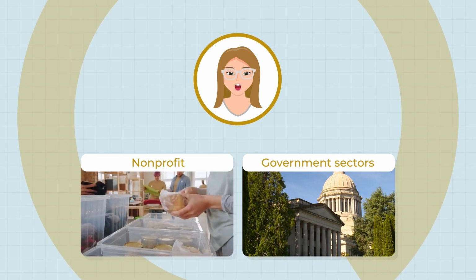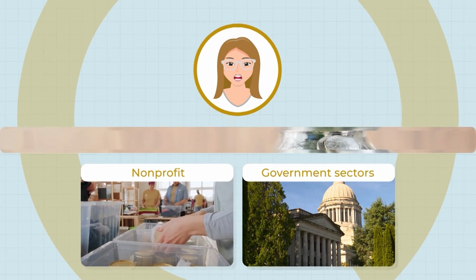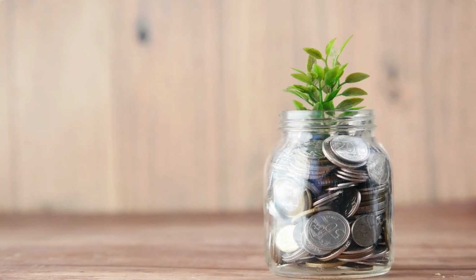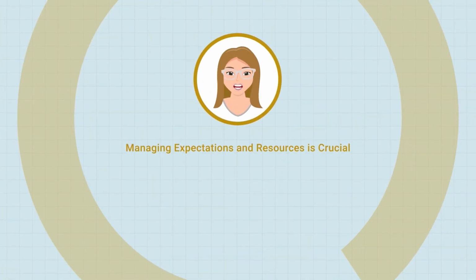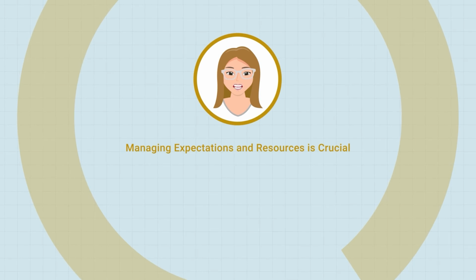We get it. Money doesn't grow on trees, unless your campaign involves planting a money tree, in which case, let us know how that goes. That's why managing expectations and aligning them with available resources is crucial.